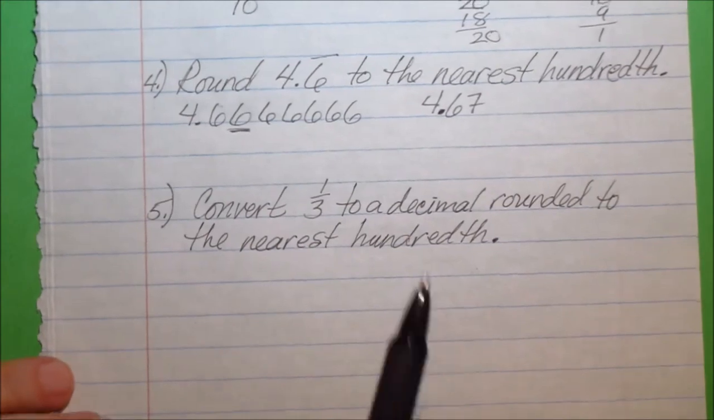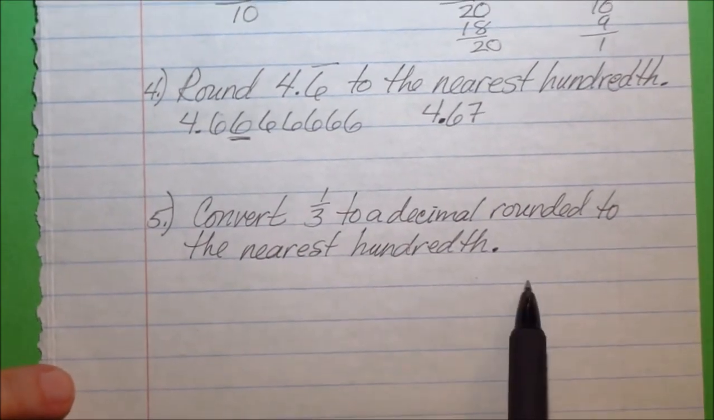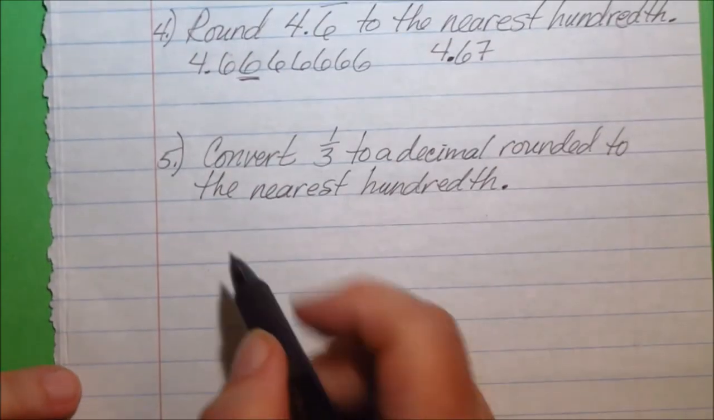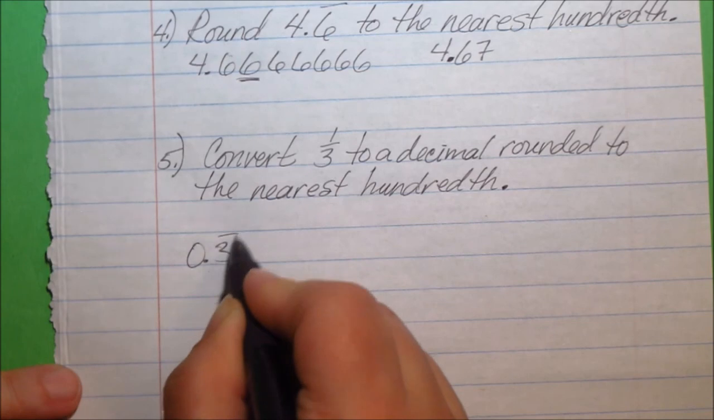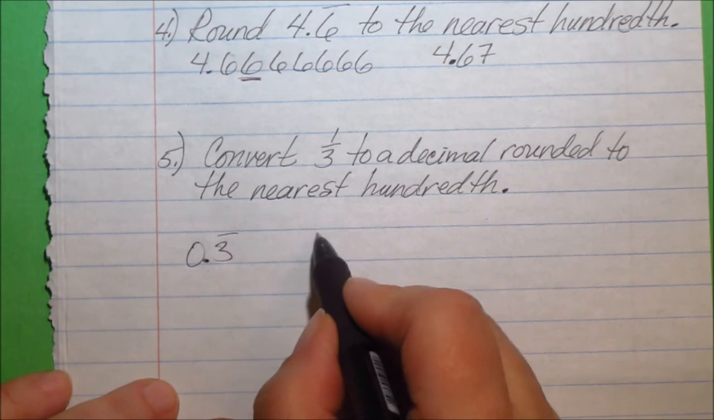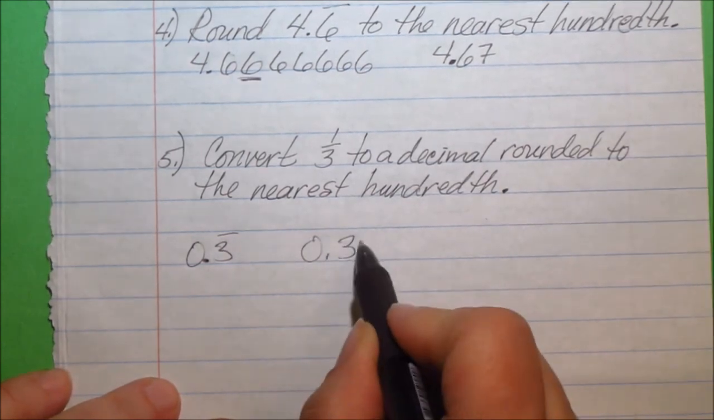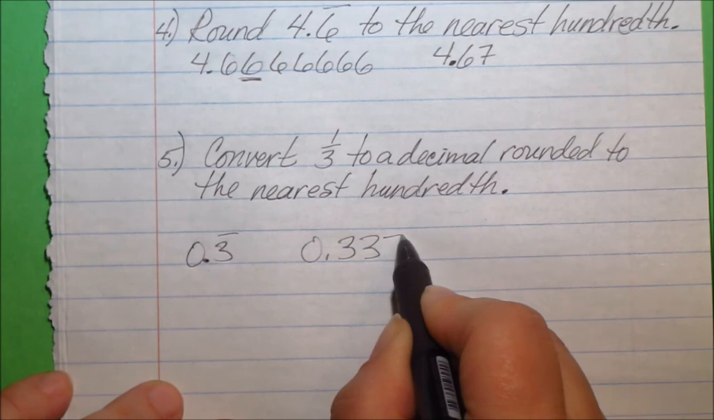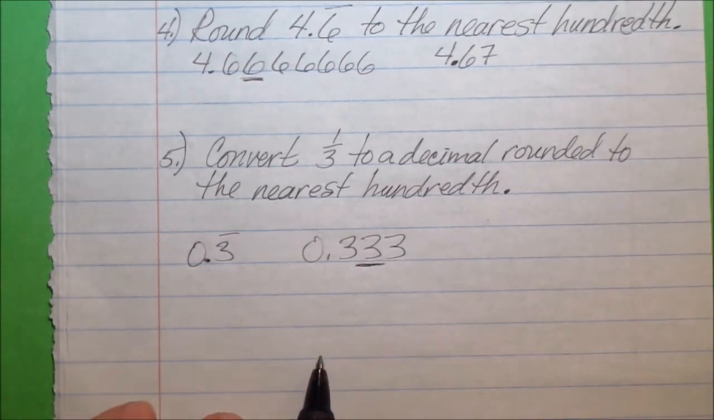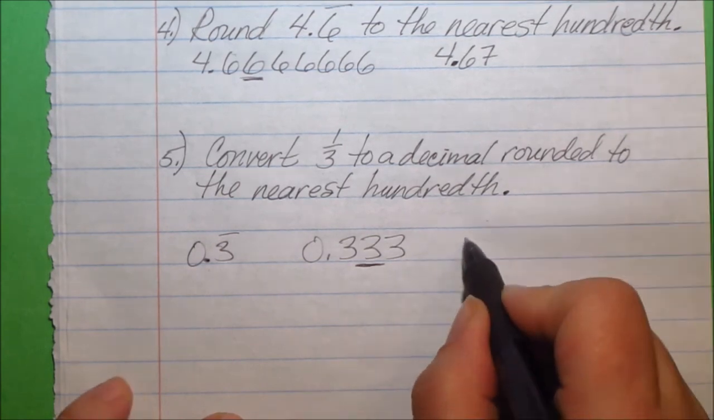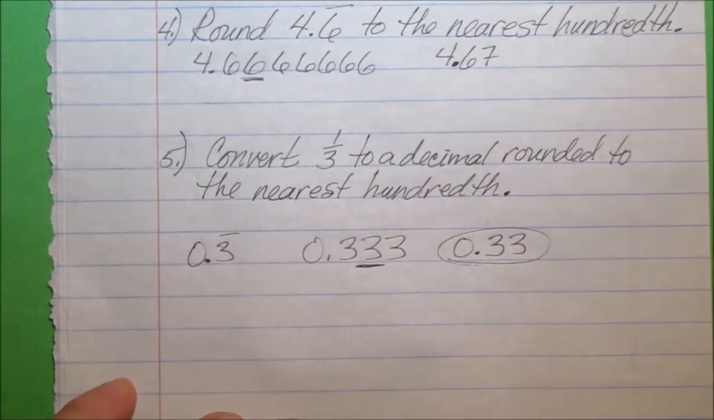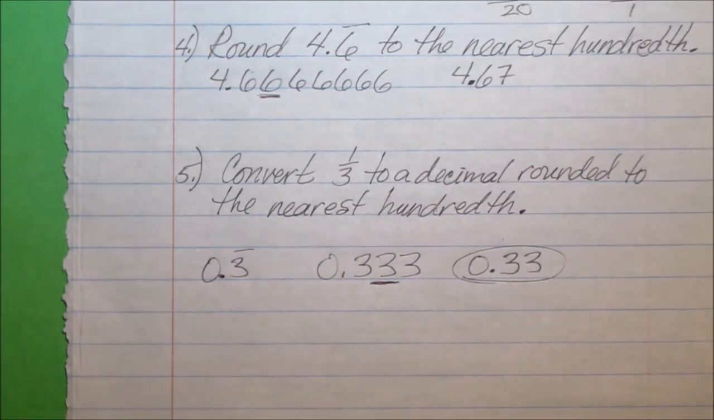All right, so convert 1/3 to a decimal rounded to the nearest hundredth. Well, we already did the conversion of 1/3 up here, right? We know that 1/3 is 0.3 repeating. All right, but now we want to round it to the nearest hundredth. So I've got 3 in the tenths, 3 in the hundredths. I need one more to tell me what to do in that hundredths place. Well, 3 is below 5, so this number stays the same. So the answer is 0.33 when it's rounded to the hundredths place.